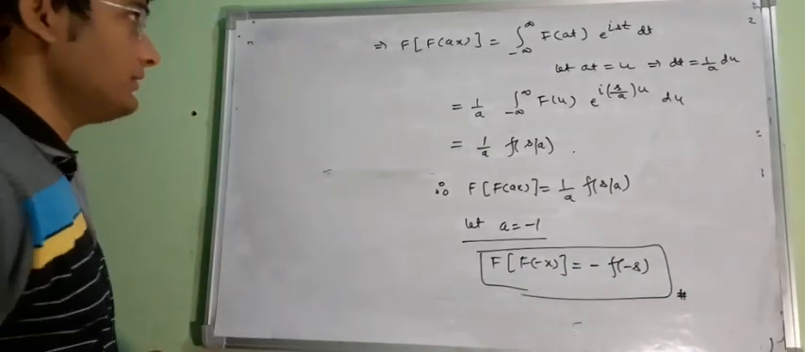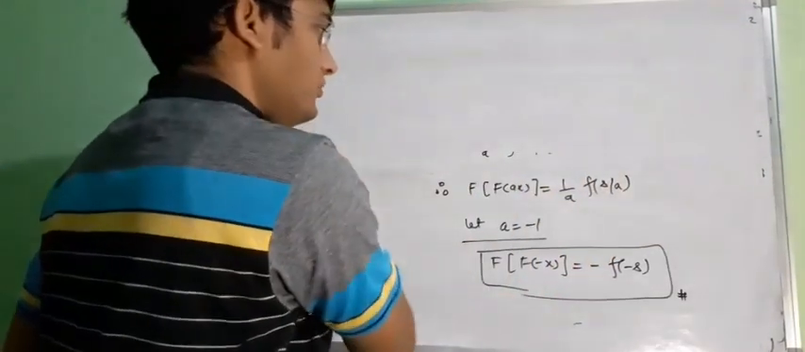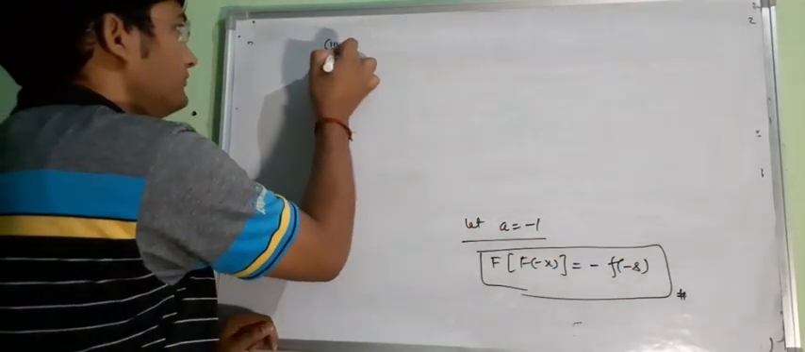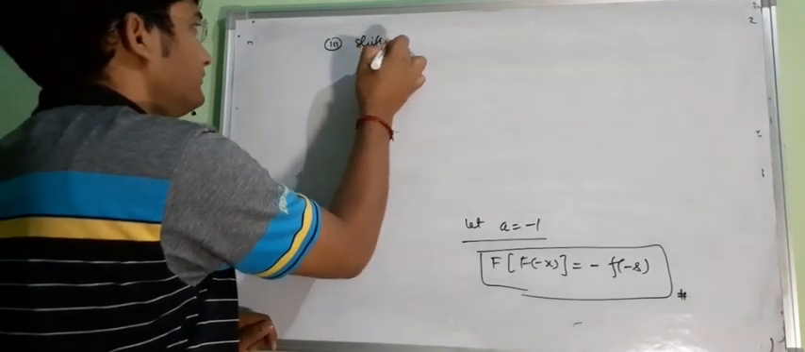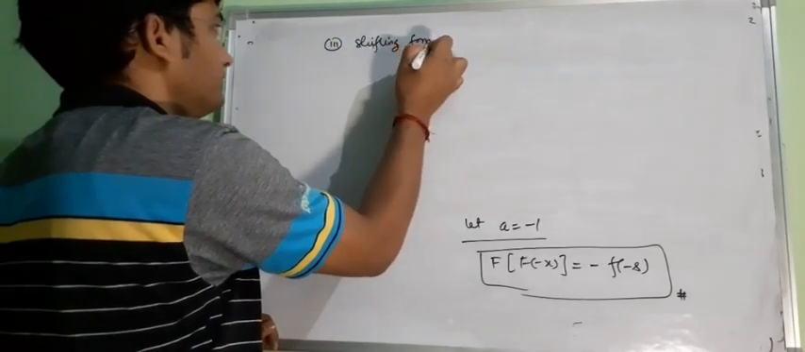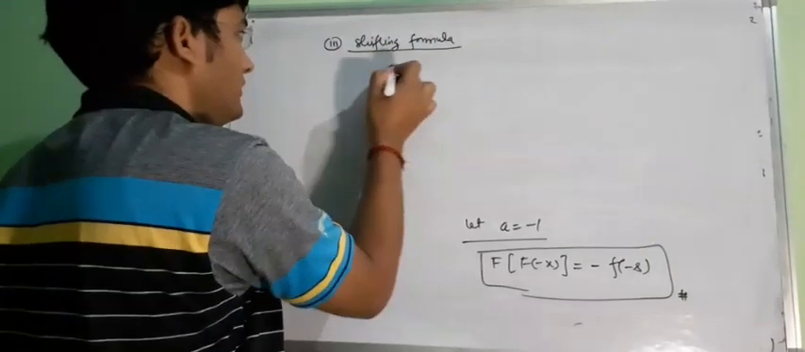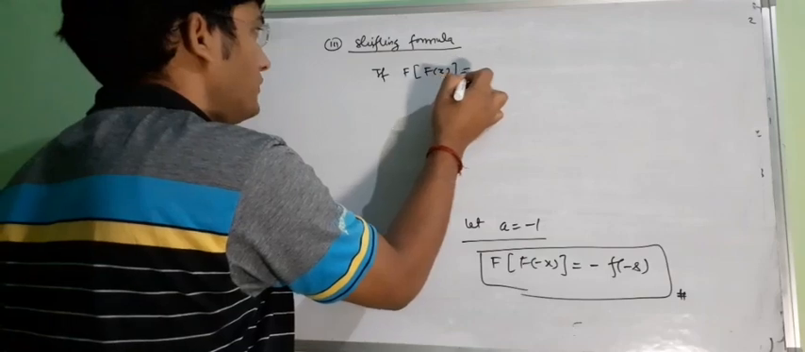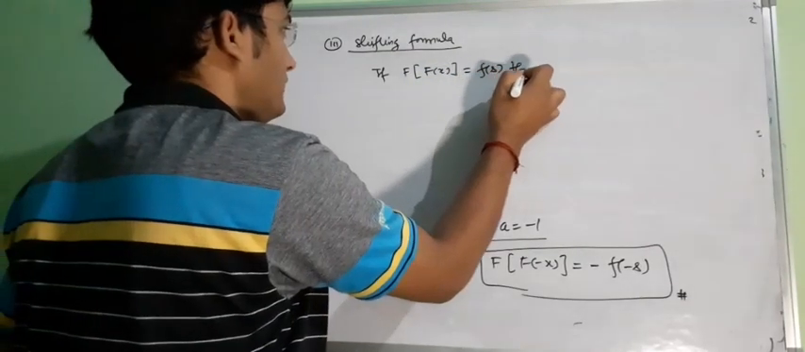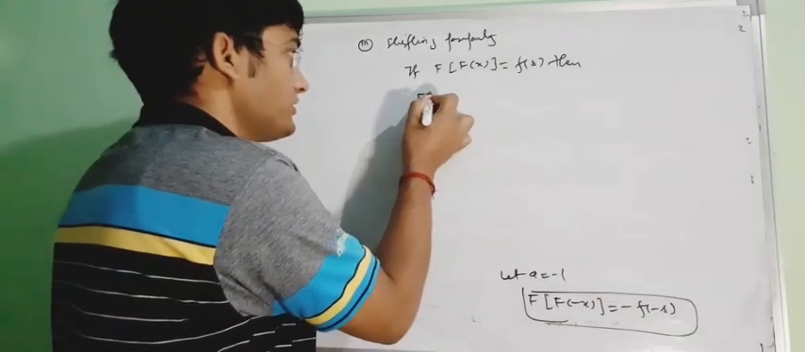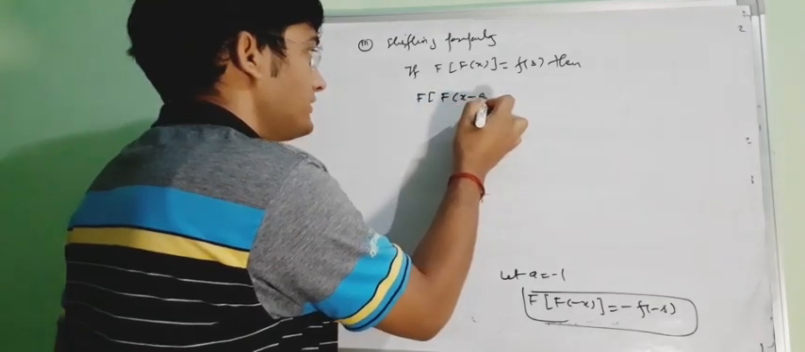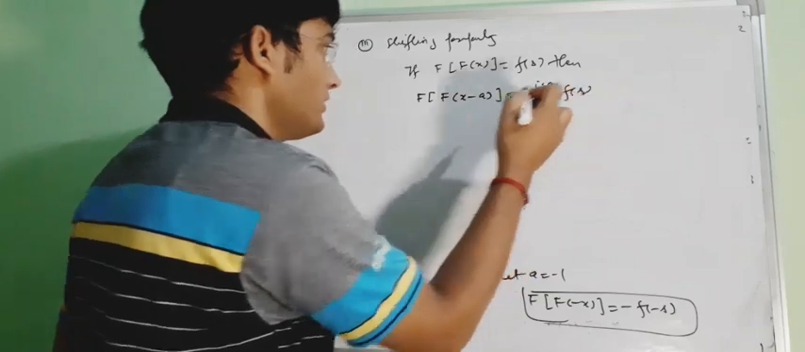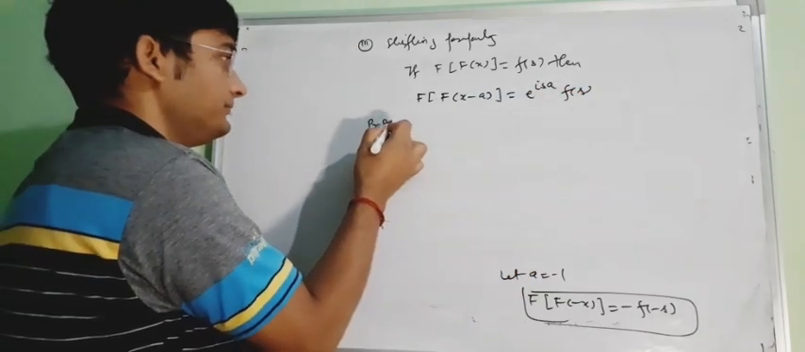Now let us prove another formula, which is your shifting formula. So if the Fourier transformation of f(x) is equal to F(s), then the Fourier transformation of f(x minus a) is equal to e to the power isa into F(s). So let's prove it.